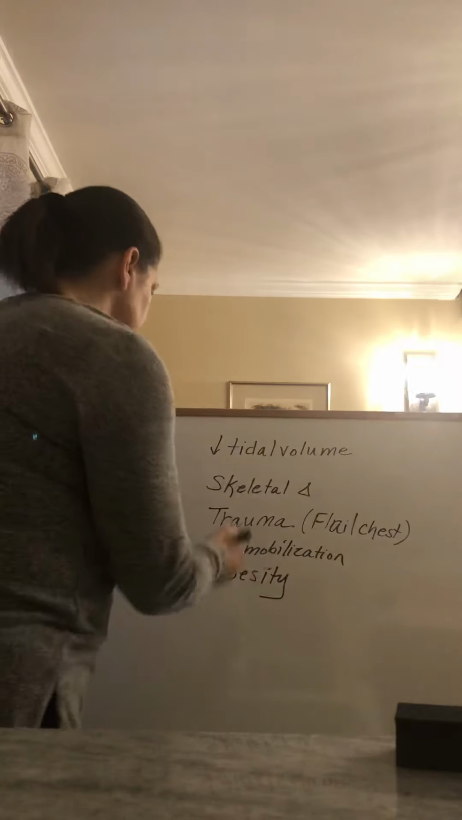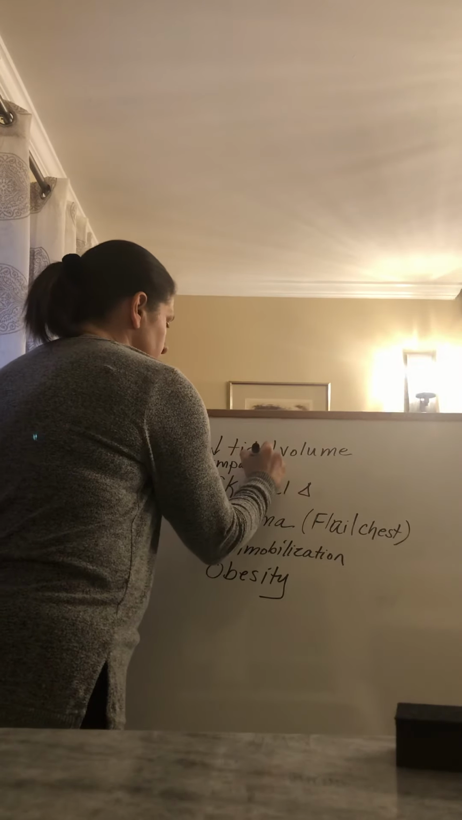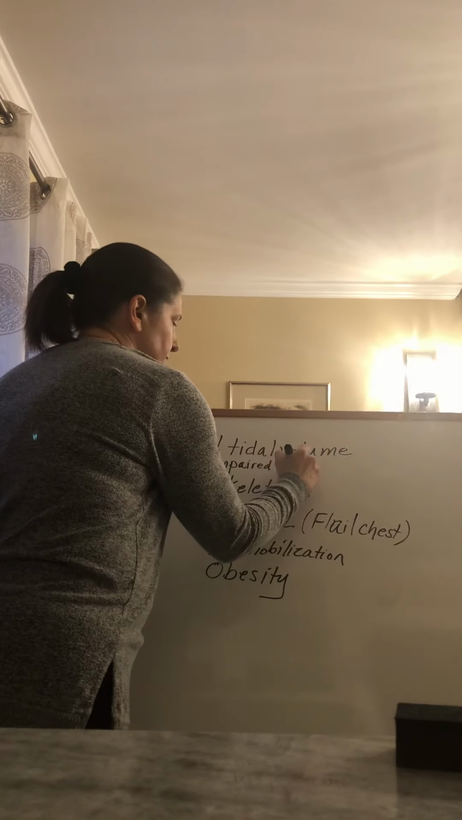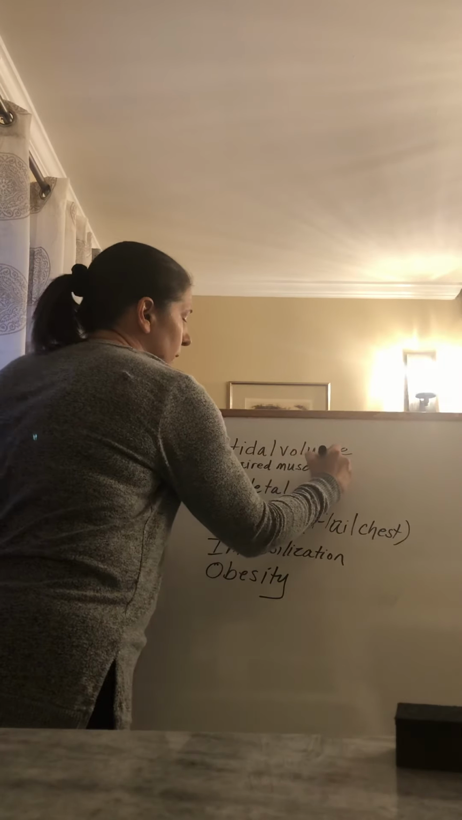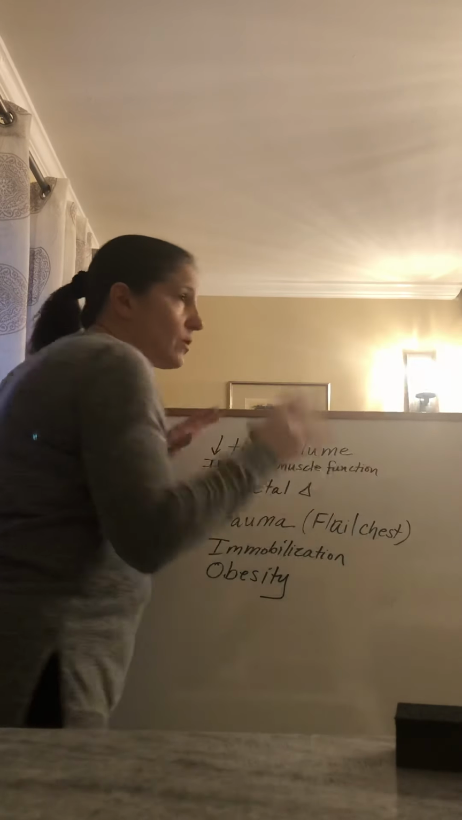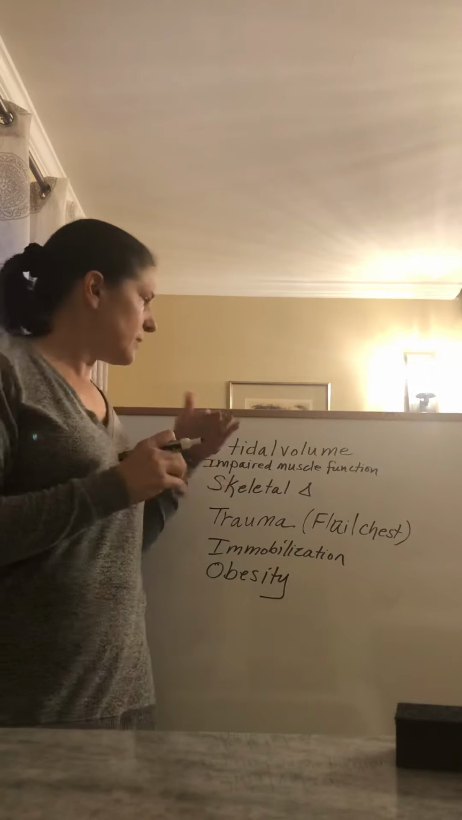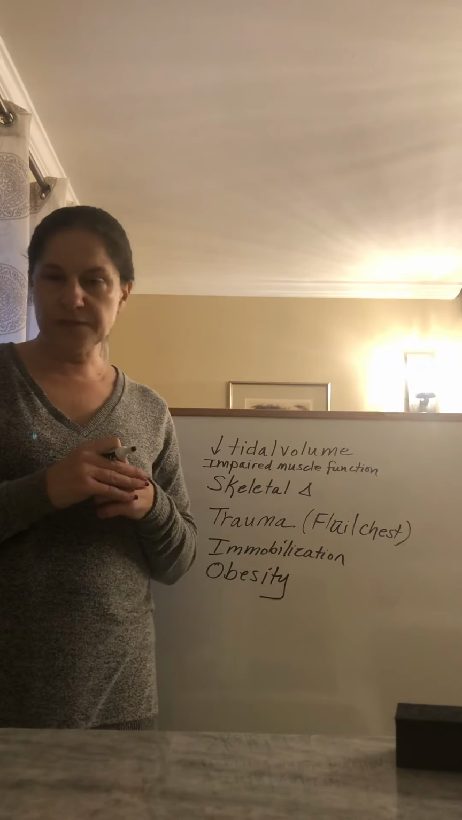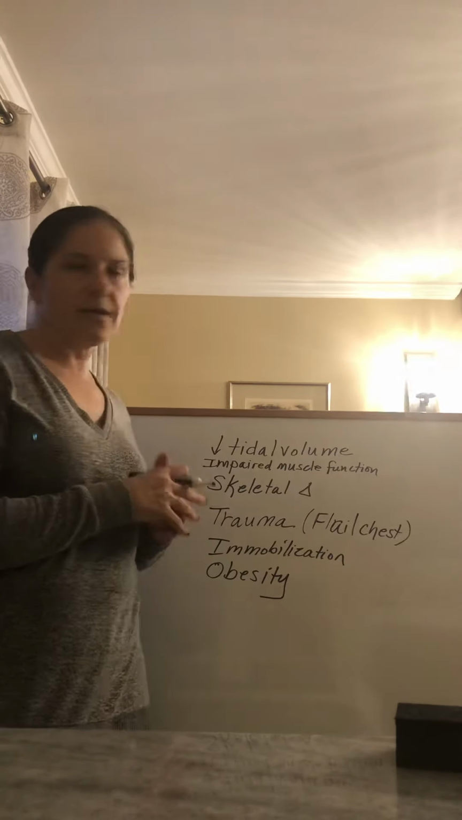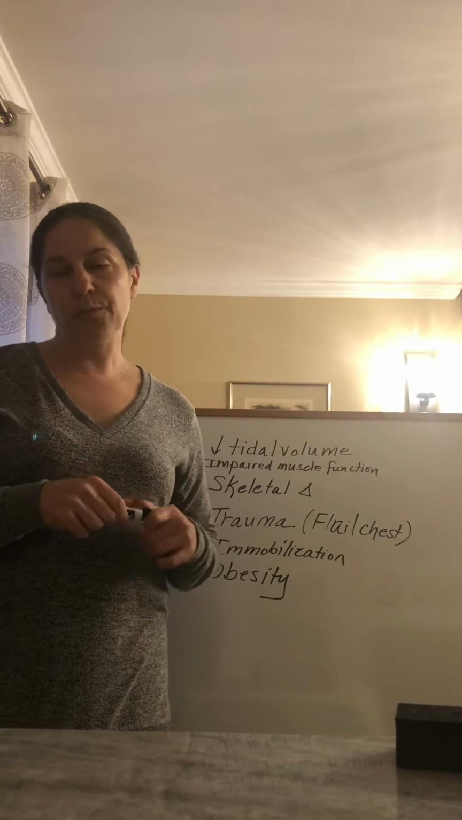Or impairment of muscle function. Again, because we rely on not only your diaphragm, but the muscles all throughout the chest wall to assist with taking breaths. If there was any impairment to those muscles or damage to the nerves that service them, then that would obviously cause a restriction in the ability for your patient to take an appropriate breath in and out.